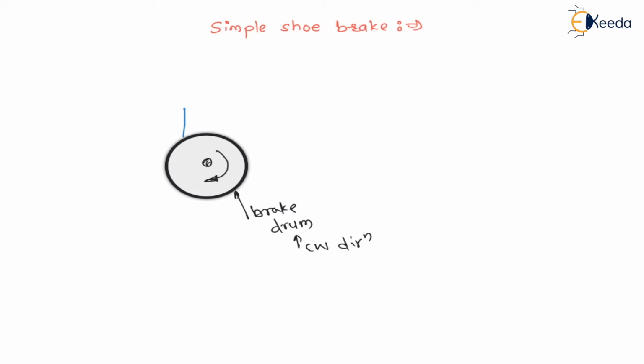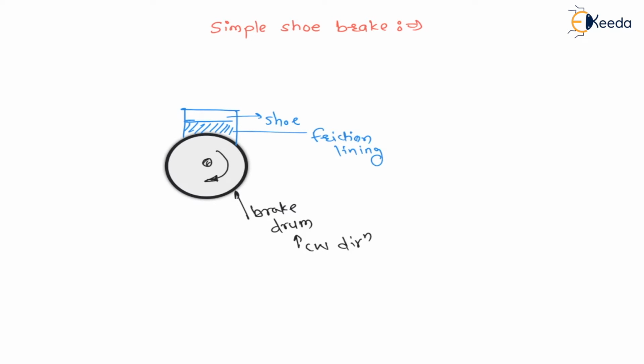The shoe is external. This is a shoe with friction lining. These are the friction lining or friction material for braking purpose, right? And this is a shoe.